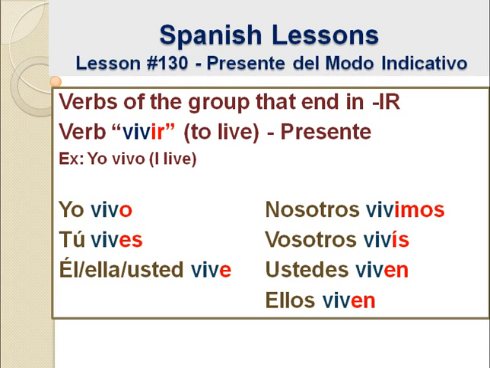Tú vives, you live. Él vive or ella vive, or usted vive, for you live, the formal you. Nosotros vivimos, vosotros vivís, ustedes viven, and ellos viven. This is the present tense conjugation.